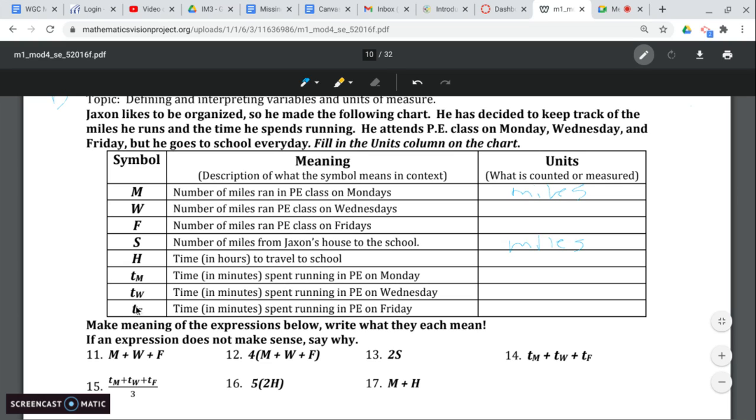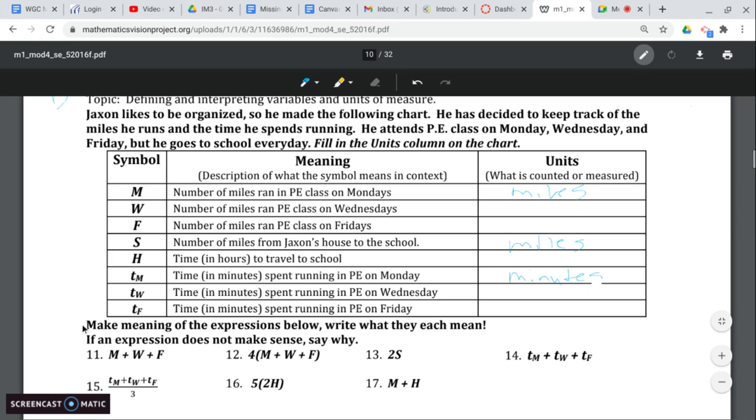And the next one we are looking at is T sub M, so time in minutes spent running in PE on Monday. So what are we measuring? We're measuring time, and in what unit does it tell us we're measuring it? Minutes. So this is minutes. So you guys will fill in the rest of that chart, okay?